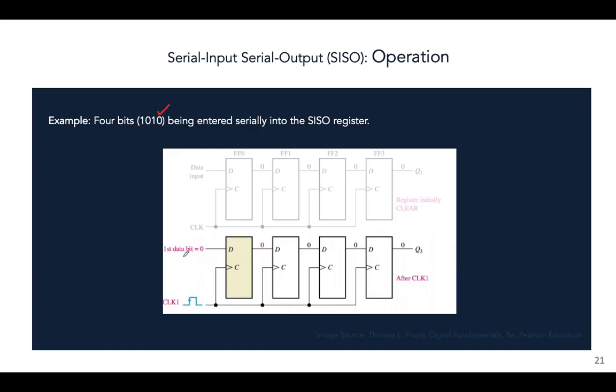The first data bit is 0. Initially the register was in a clear state, and now the first input comes in. 0 comes in, and the first flip-flop outputs 0. I'm not going to be showing you the truth table of a D flip-flop. You've already seen it, you already understand it. If you need a refresher of what a D flip-flop does when it gets 0 or when it gets 1, you will have to take a quick look back. So the first data bit comes in, it's 0, and the output of the first flip-flop is also 0.